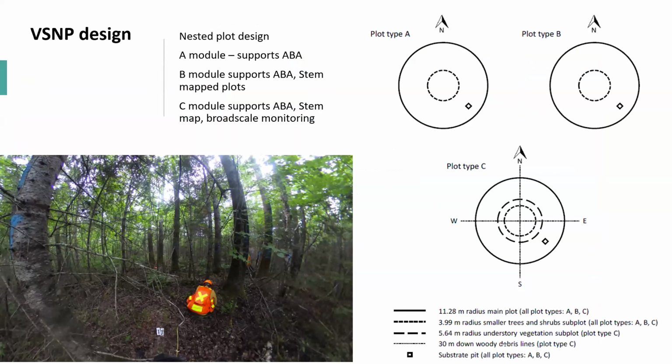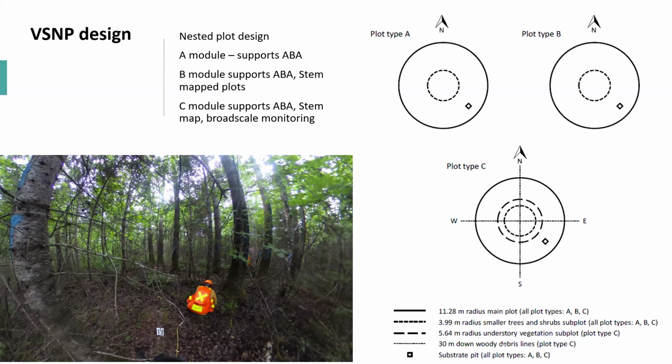So within the VSN design, we've got the A module, which primarily supports our area-based approach, and this makes up the larger portion of our plots that are distributed on each forest management unit. Then within that, we typically have a smaller subsection, which are B plots. These include the nested aspects of the A components of an A module, but also include stem mapping for the trees that are measured in that B plot.